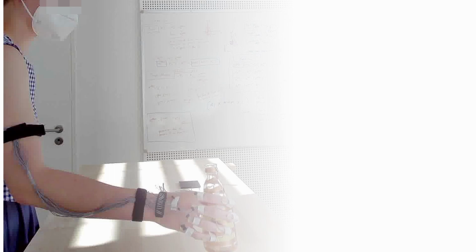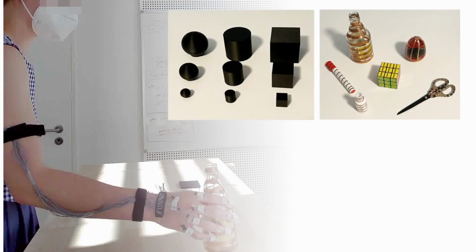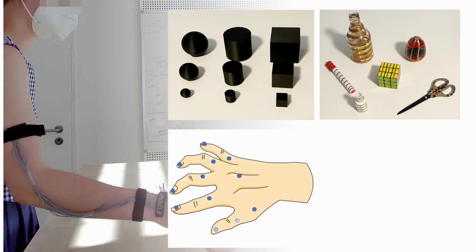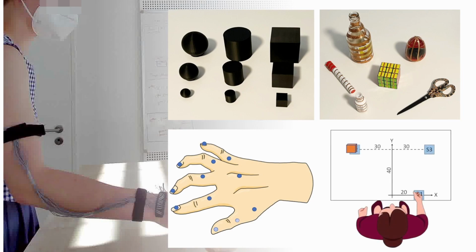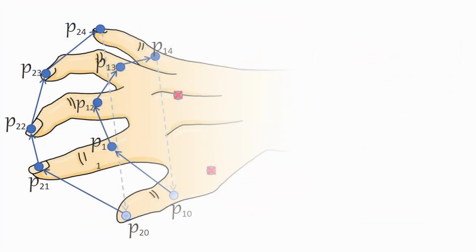To answer these questions, we need a data set on how users' fingers move while they reach to grasp an object. For this, we selected a set of synthetic and real objects, instrumented the user's hand with 12 electromagnetic markers, and let them grasp an object and move it to a target position. We collected data from 16 participants.